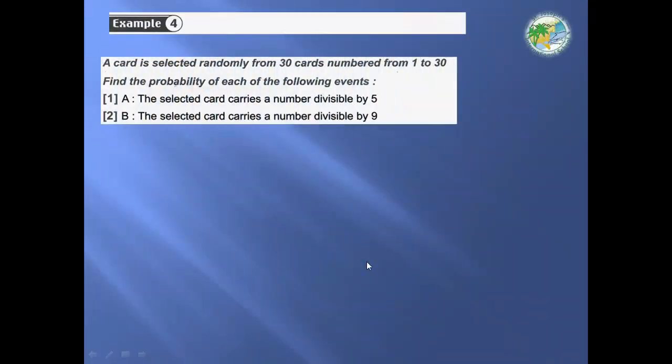Okay, example 4. A card is selected randomly from 30 cards numbered from 1 to 30. Find the probability of each of the following events. The selected card carries a number divisible by 5. The selected card carries a number divisible by 9.